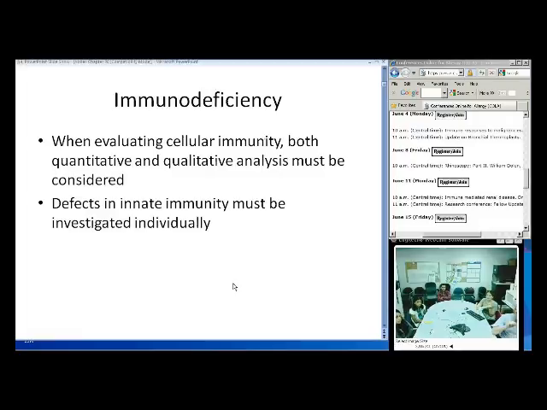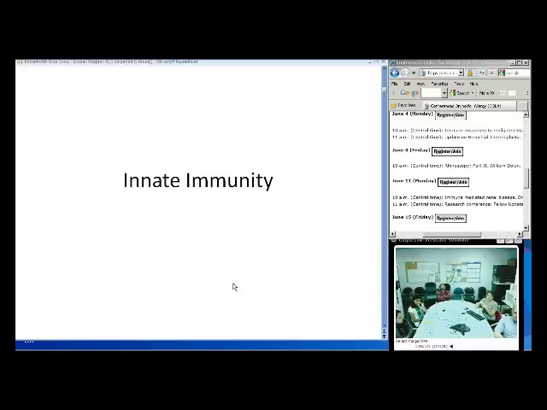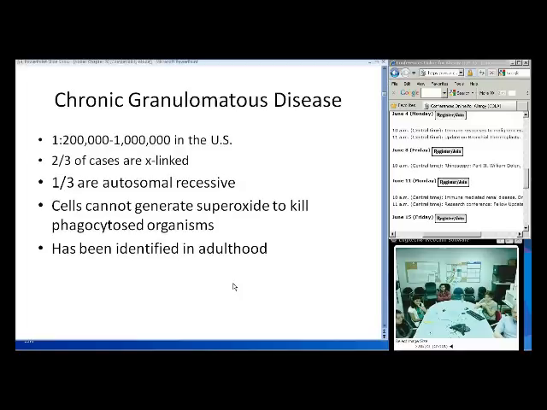Okay, so in evaluating cellular immunity, both quantitative and qualitative analysis must be considered. Defects in innate immunity are a little trickier and must be investigated individually. So the goal for today is to go through some of the more common innate and cellular defects. The first of which is chronic granulomatous disease, which we have seen an incredible amount of here at Children's Mercy in the past couple of years. We're having an epidemic of it. It is almost an epidemic of CGD.